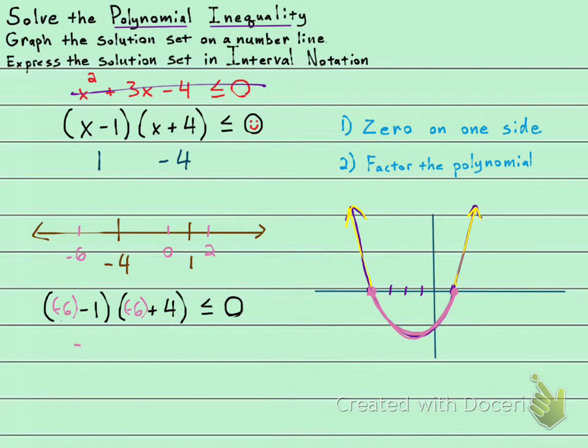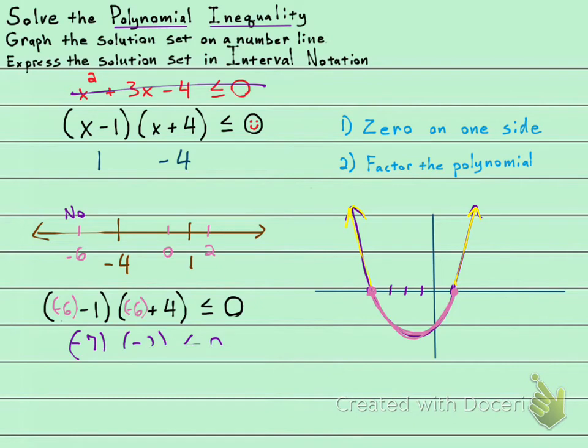-6 minus 1 is -7 times -6 plus 4 is -2. And that gives me a positive 14. Is 14 less than or equal to 0? And the answer is no. So everything in this interval right here is not part of my solution. I'm going to put a no. All right, let's check our other two test points.